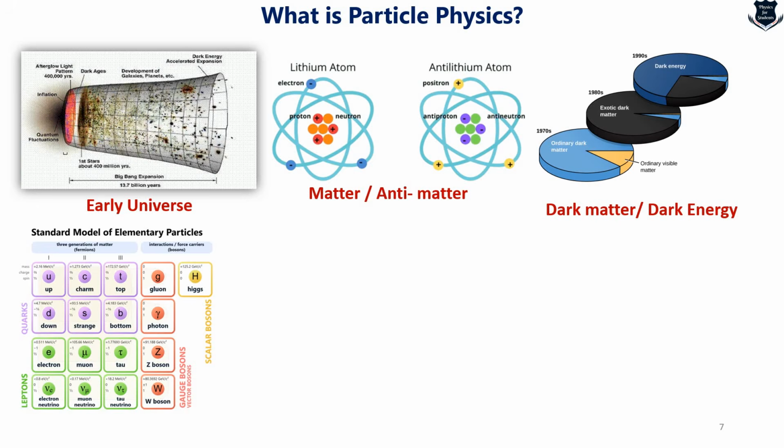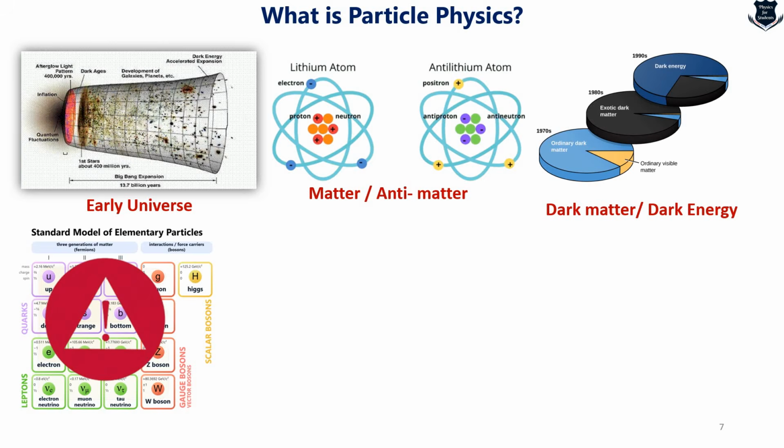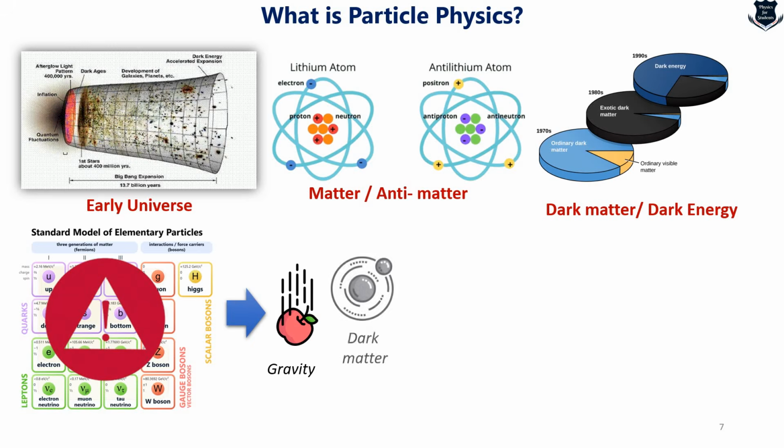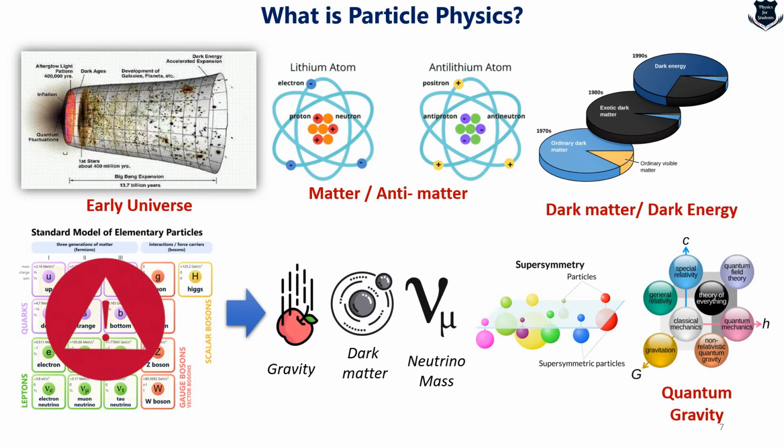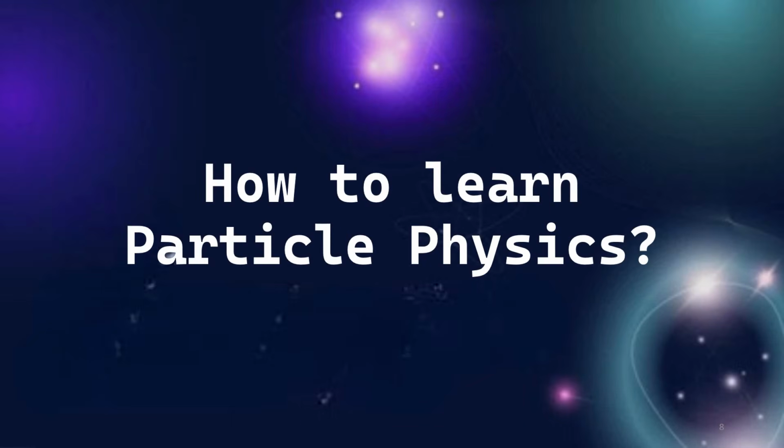Now, despite its success, the Standard Model of particle physics leaves many mysteries unresolved. There are certain things which are not solved, for example gravity, dark matter, neutrino masses, and unification. Theories like supersymmetry, string theory, and quantum gravity aim to go beyond it, searching for a deeper, more elegant framework to understand the nature of reality. Well, this gives you a bird's eye view of what particle physics is. And now we venture forward in understanding how to learn particle physics.